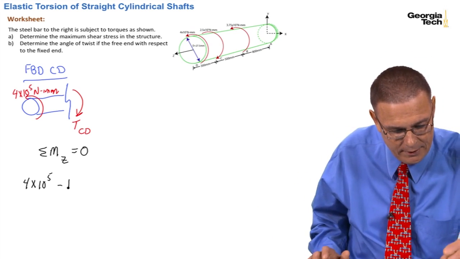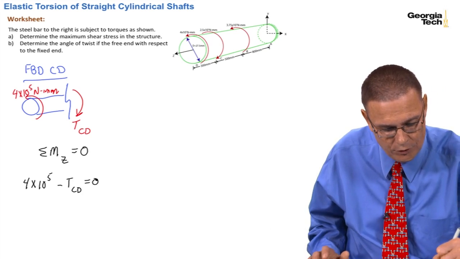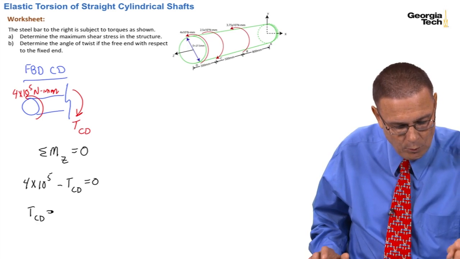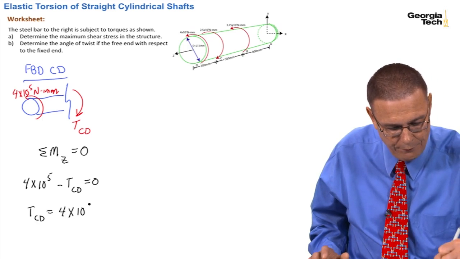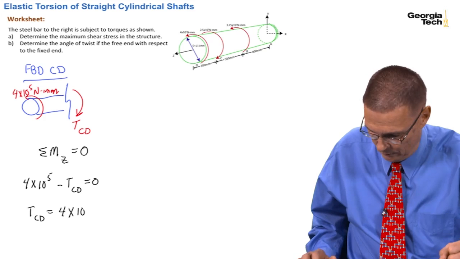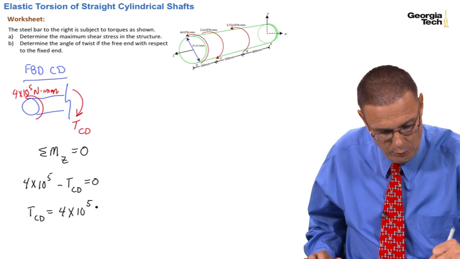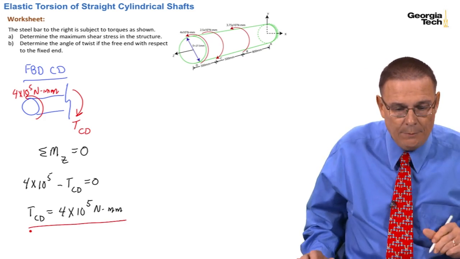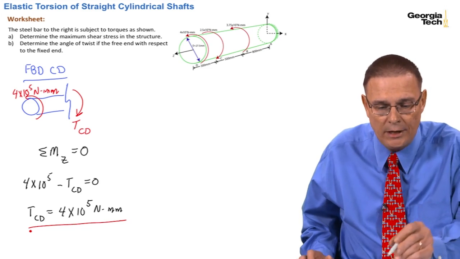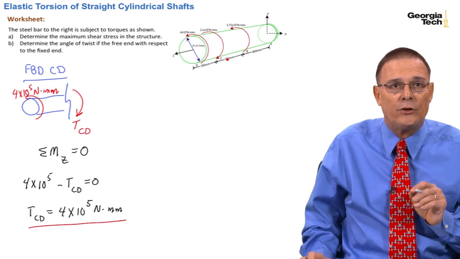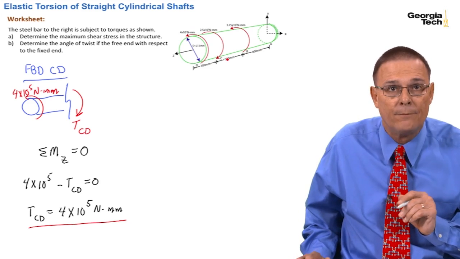So I've got minus TCD equals 0, or TCD equals 4 times 10 to the 5th Newton millimeters. Okay, now we want to do the same process for finding the torque in section from B to C, and I'd like you to do that on your own, and then let's come back and do it together.